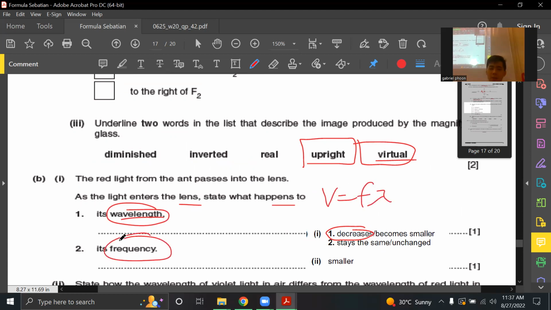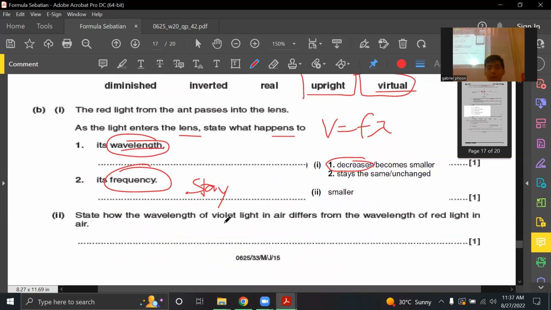And finally, if they ask you about frequency, it's definitely going to stay the same, guys, because I keep saying this over and over again. It is as free as the free can get. The frequency will never ever change, guys.